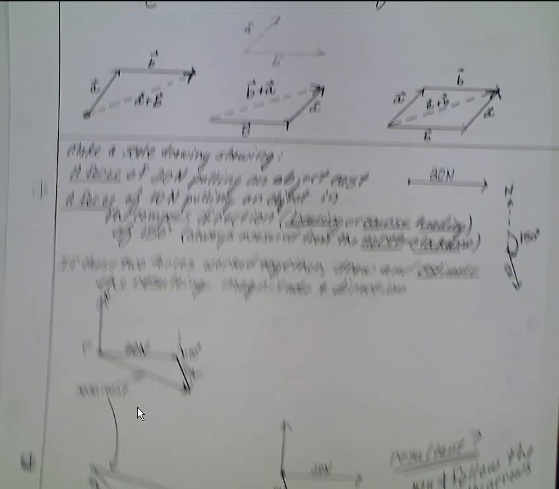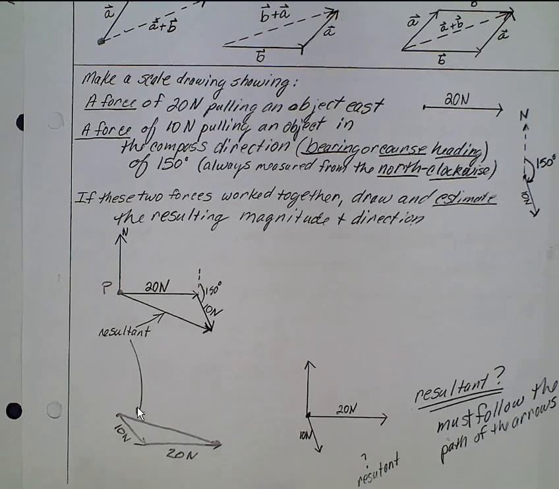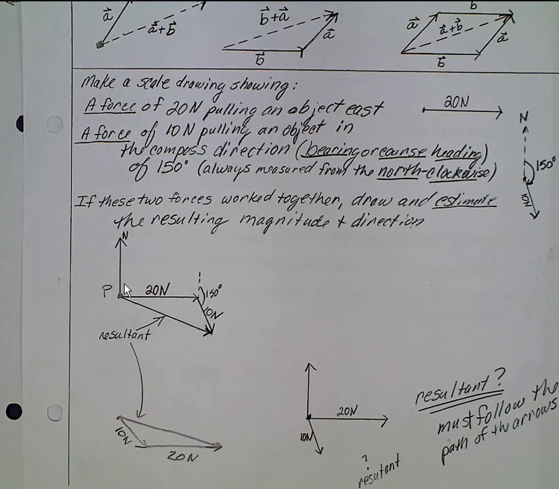So if you were going to draw that, down here I'm showing that you could go 10 first if you want, then the 20. This resultant is the same as this resultant. For some reason students like to do this, but you cannot start and go 20 and go 10 from the same point. Where's the resultant? This is not the resultant. The resultant is going in this direction with this magnitude. It must follow the path of the arrows.